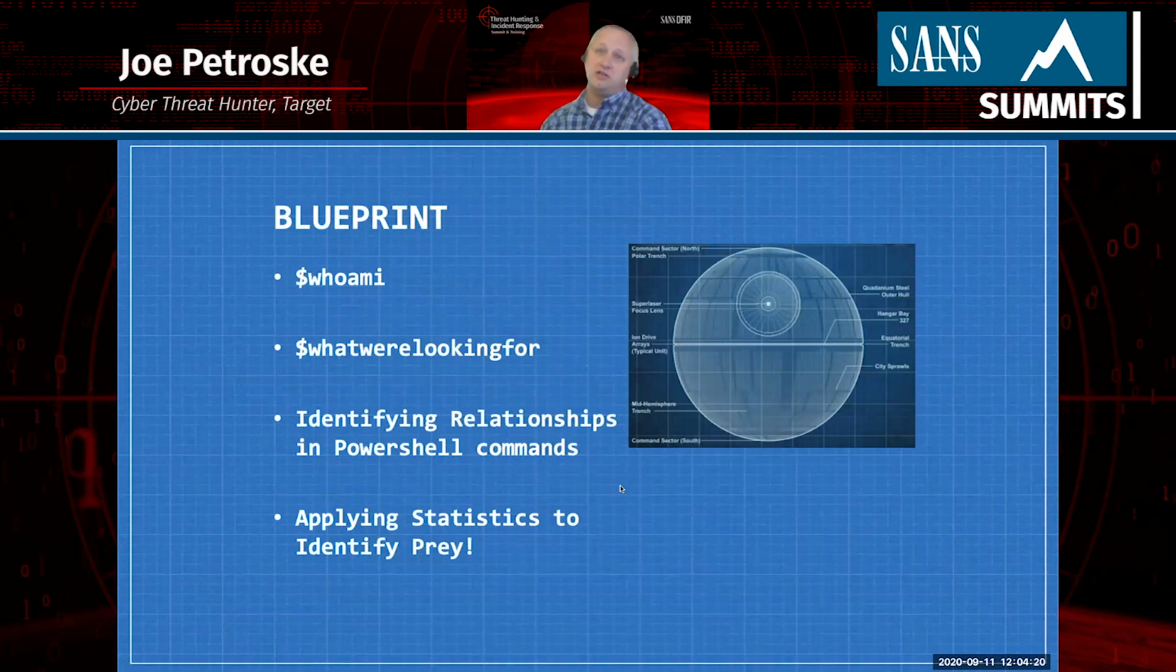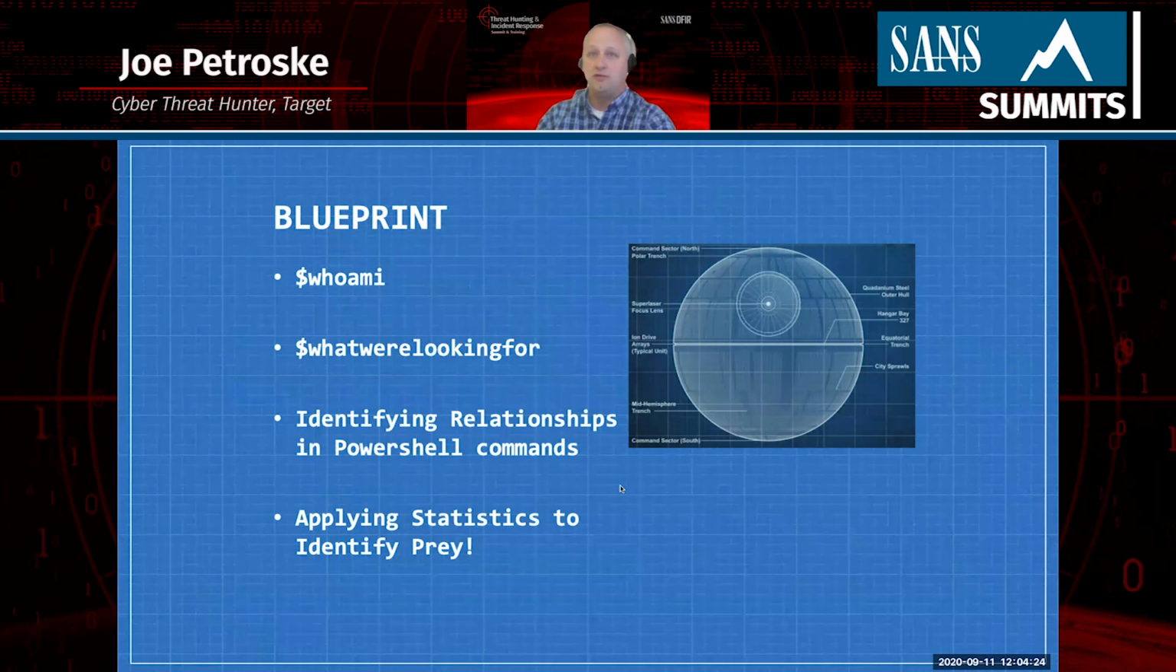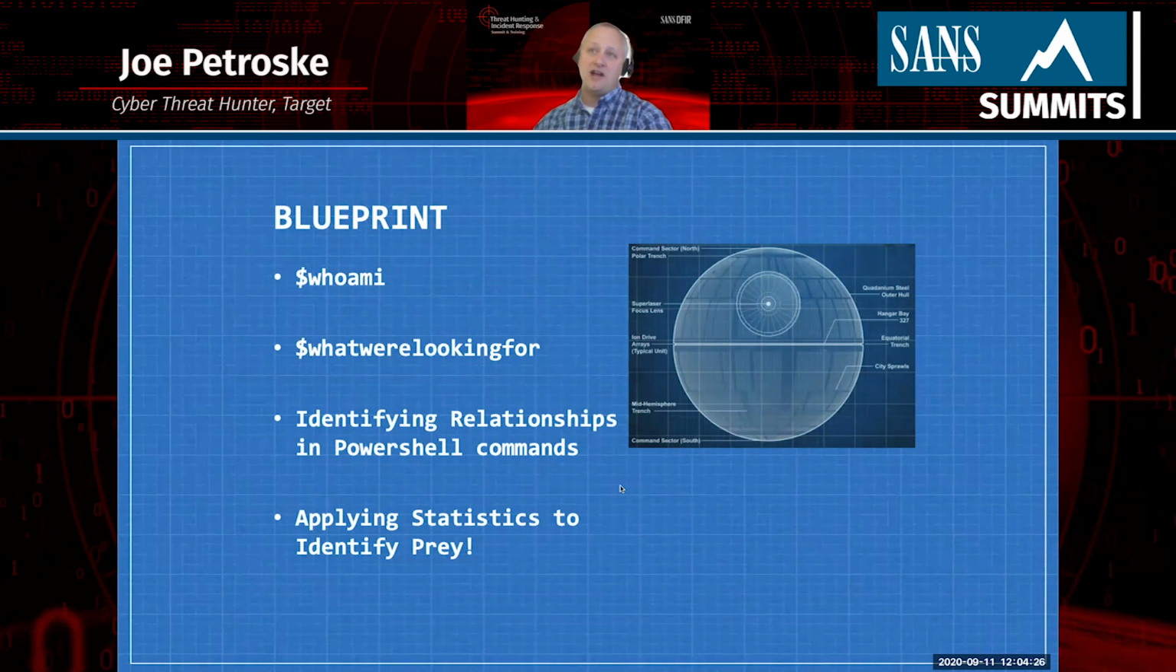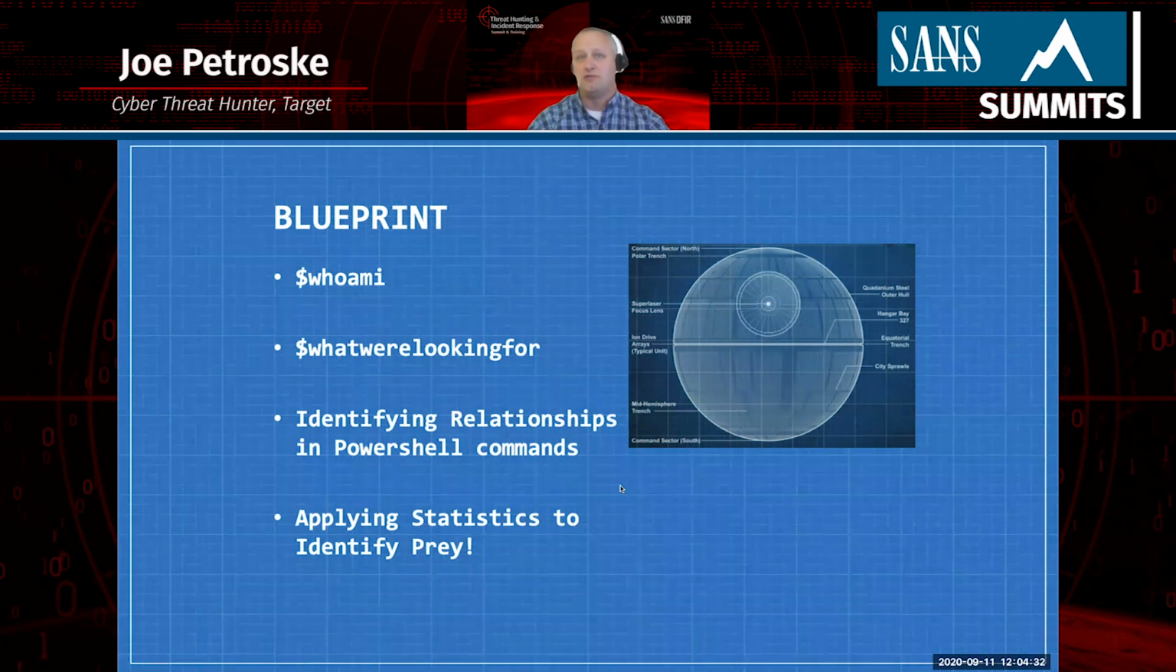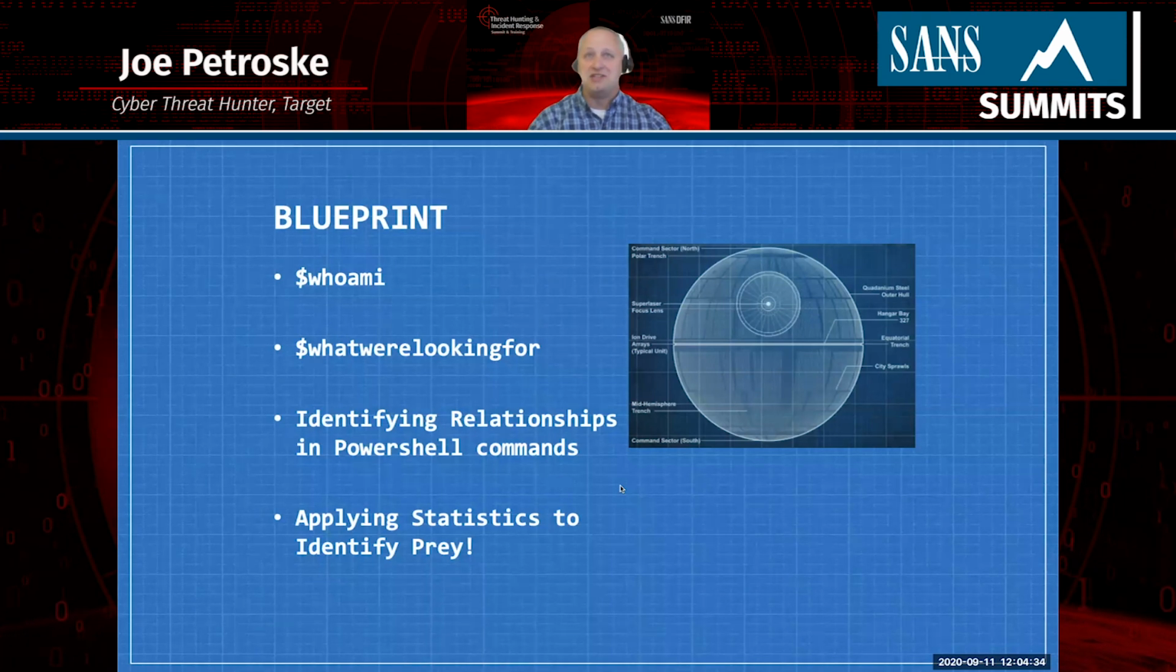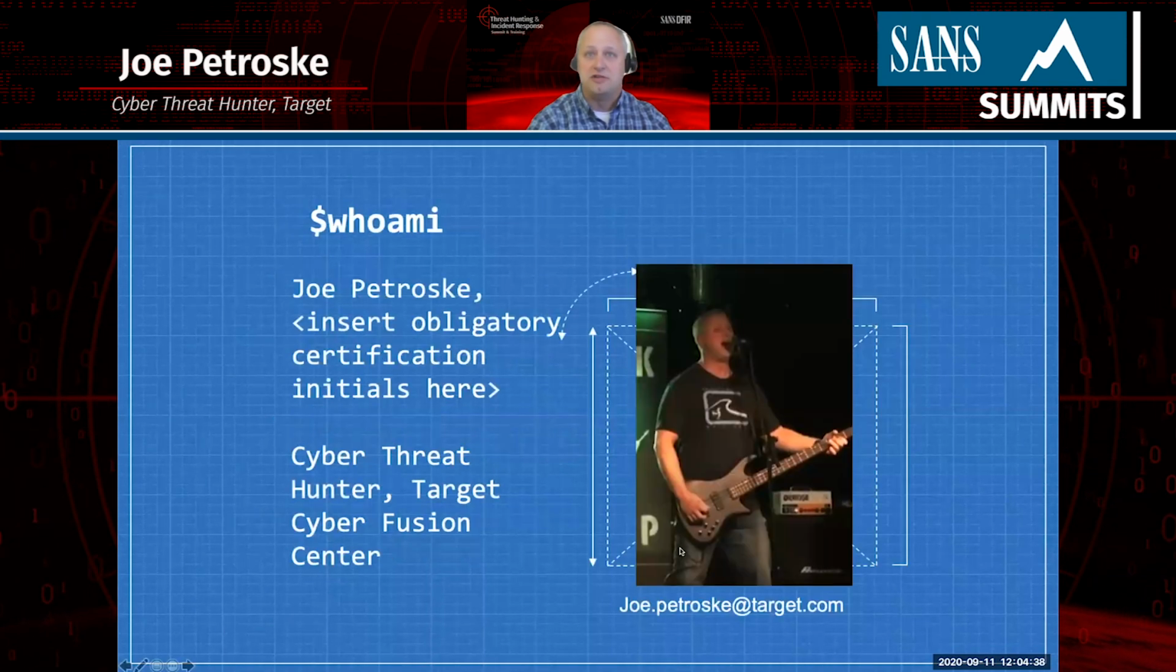So here's what we'll be talking about today. I'll quickly introduce myself, and then I'll get into what it is specifically that we're trying to look for here. We're going to find some patterns and relationships that show up in the kinds of evil PowerShell commands that we're looking for. And then we're going to do some applied statistics to try to find that evil stuff. So that's what we'll be doing for the next little bit.